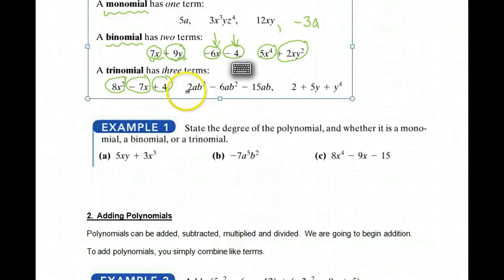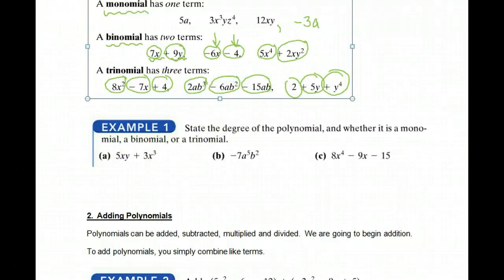The next example, 2ab cubed minus 6ab squared minus 15ab. When we put them back together, when we look at them individually, we have the positive 2ab cubed, negative 6ab squared, and negative 15ab. And then lastly, we just have one more here. We have 2 plus 5y plus y to the fourth, and that gives us three positive terms there.